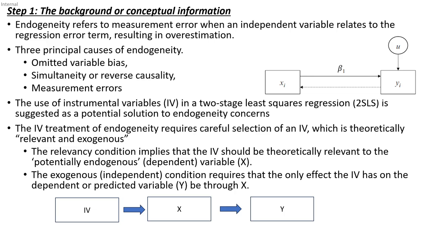Relevance means simply that the instrument variable should be theoretically connected to x, not statistically, theoretically connected to x. And the exogenous condition says that the instrument variable should be selected in a way that it is only linked to y through x. There should not theoretically be a direct relationship between the instrument variable and y. So these are the two important conceptual understandings we need to have when we select an instrument variable: the relevance condition and the exogenous condition. Briefly, step one, brief background.